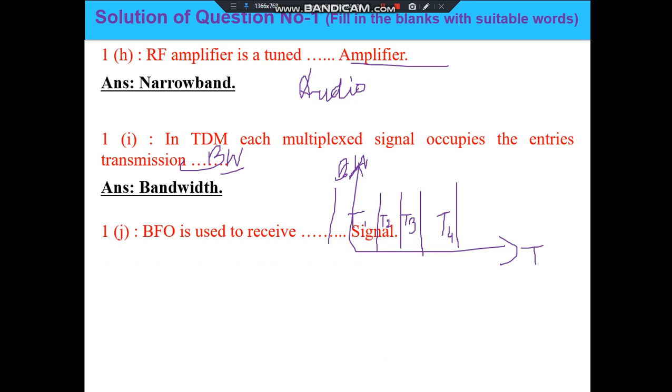BFO is used to receive dash signal. Beat frequency oscillator is used to receive dash signal. The answer will be continuous wave, and single sideband signals are generally received by the beat frequency oscillator.